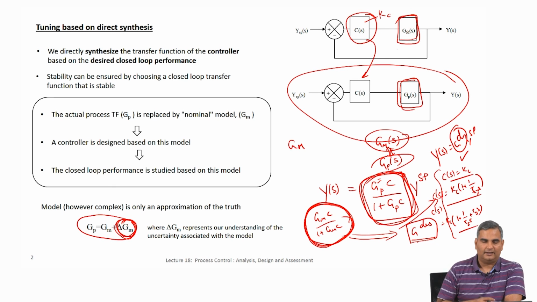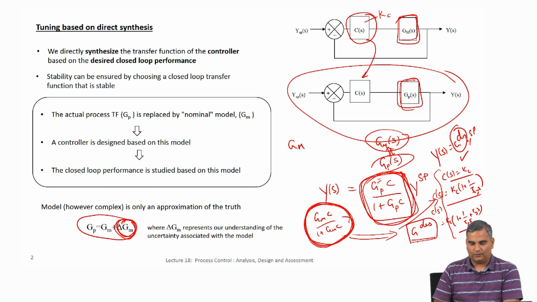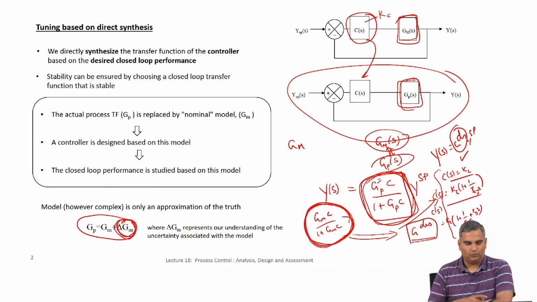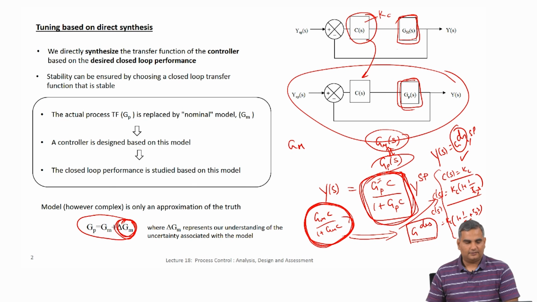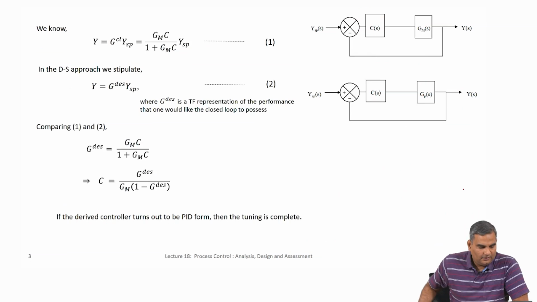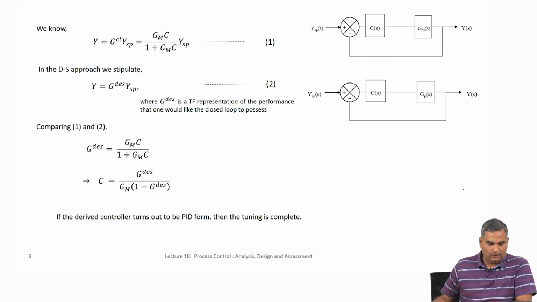and still get it in a form that has a PID form and something else before and so on. So all of that has been worked out, but I just want you to get the basic difference between the notion of Ziegler-Nichols tuning and this direct synthesis. So, now that we have said this, let us look at how this controller structure is chosen.